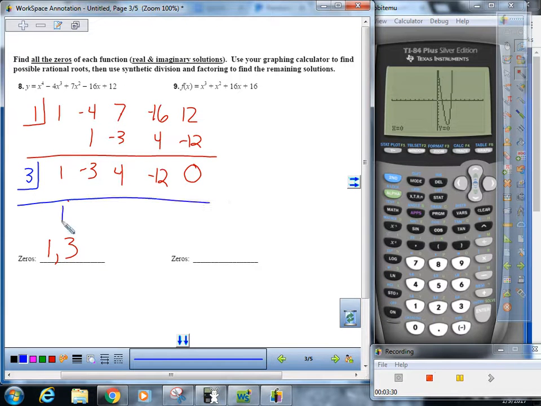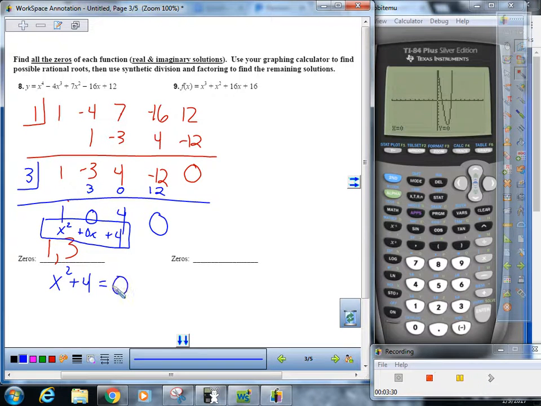So, bring down the 1, multiply, add. Multiply, add. Multiply. Excellent. So what this is, is x squared plus 0x plus 4. Okay, so now we are left with something that we can factor. x squared plus 4 equals 0. Well, we don't even really have to factor this one.